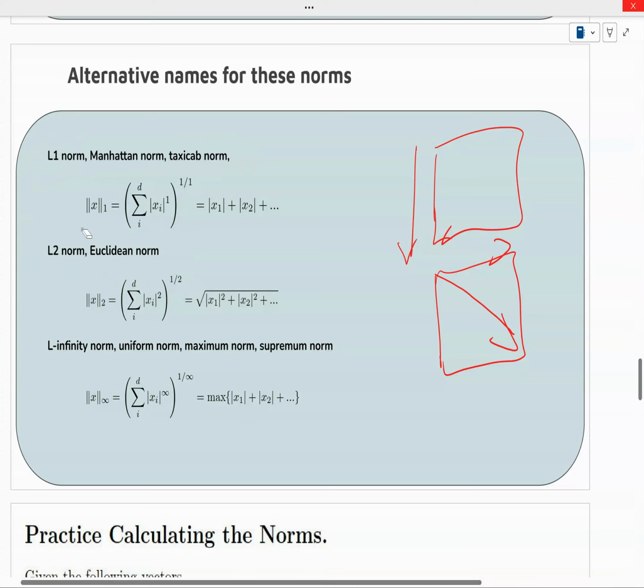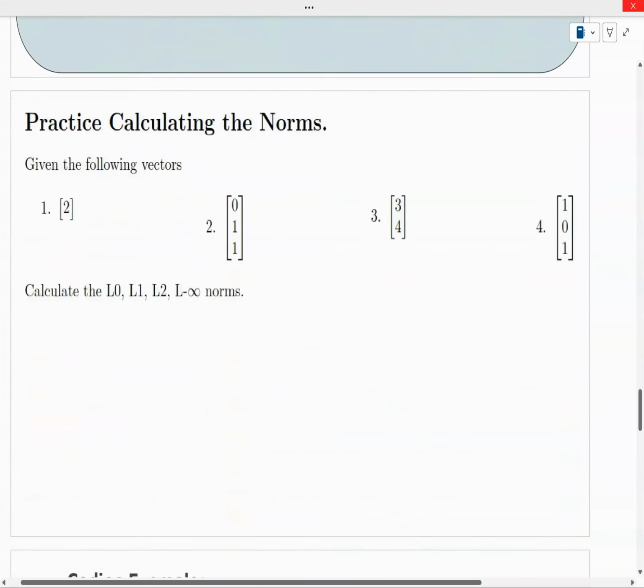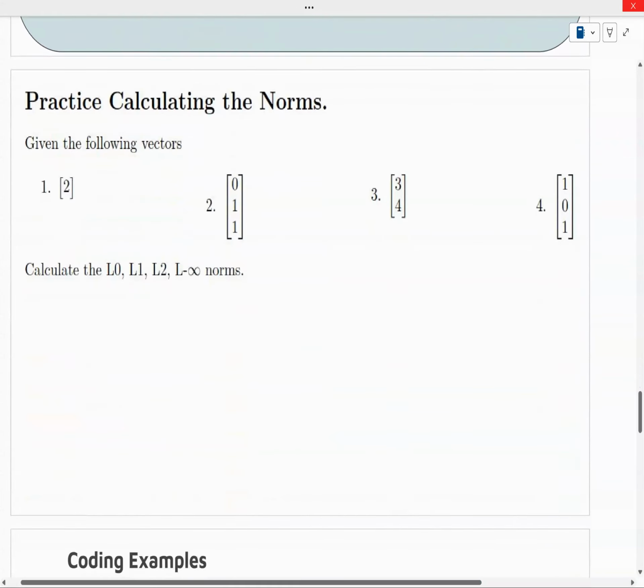The L infinity norm has lots of names. There's uniform norm, maximum norm, supremum norm. These are all the same as the L infinity norm. Okay. So at this point, why don't you pause the video and do a little practice, go through this, and see if you can remember this. Okay. I'm going to move on.